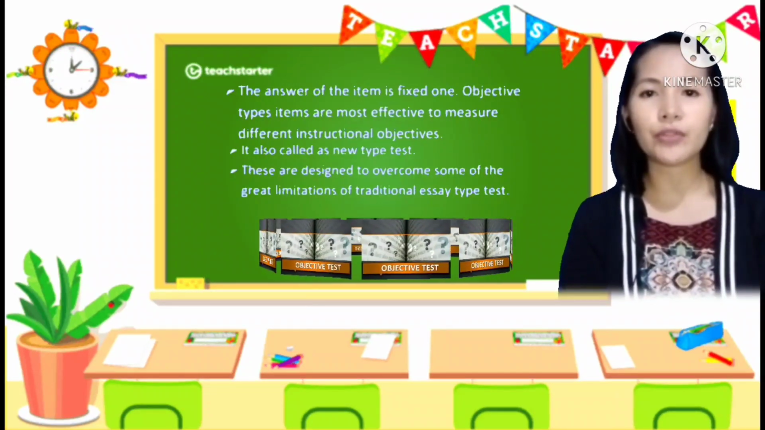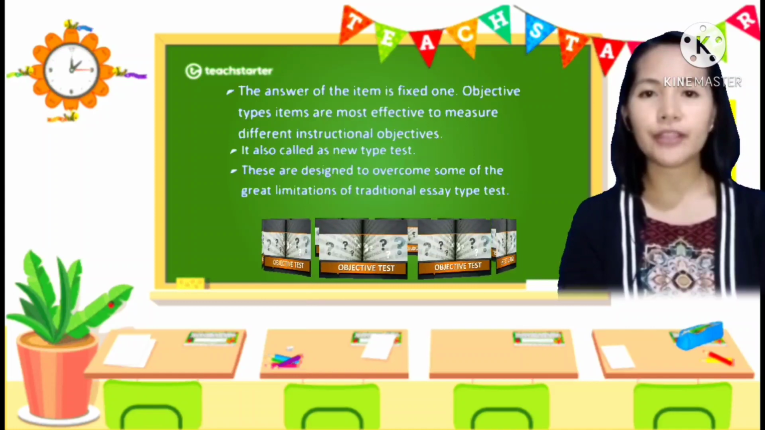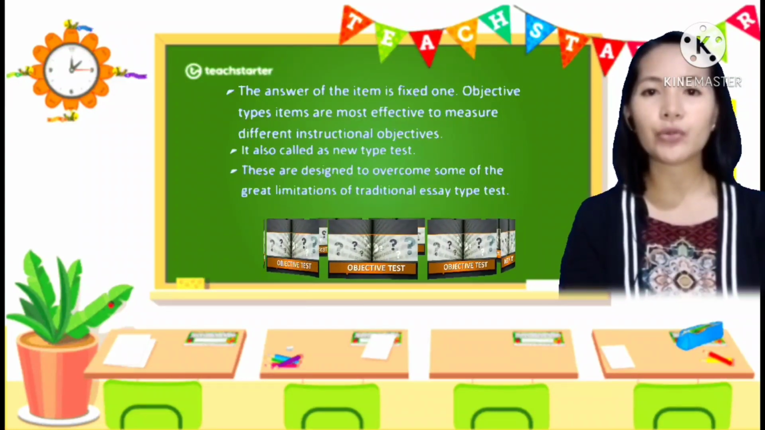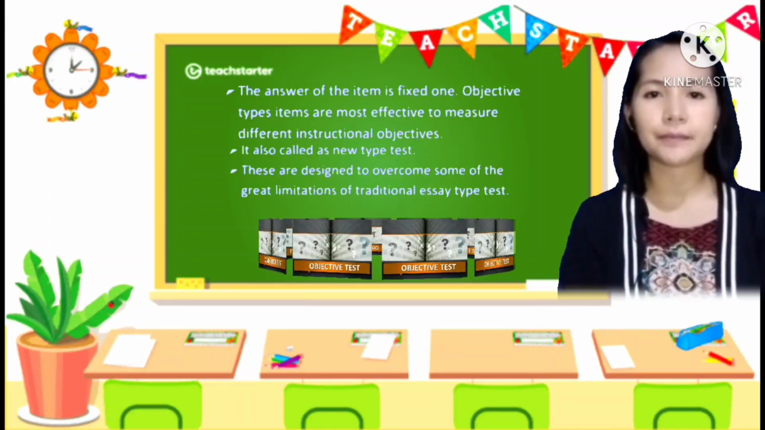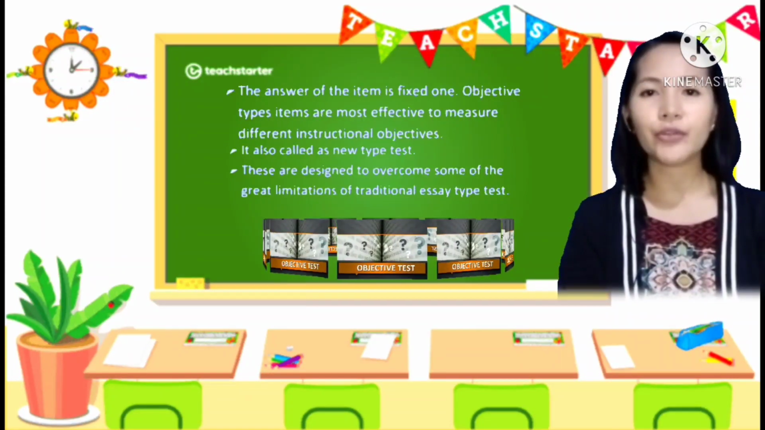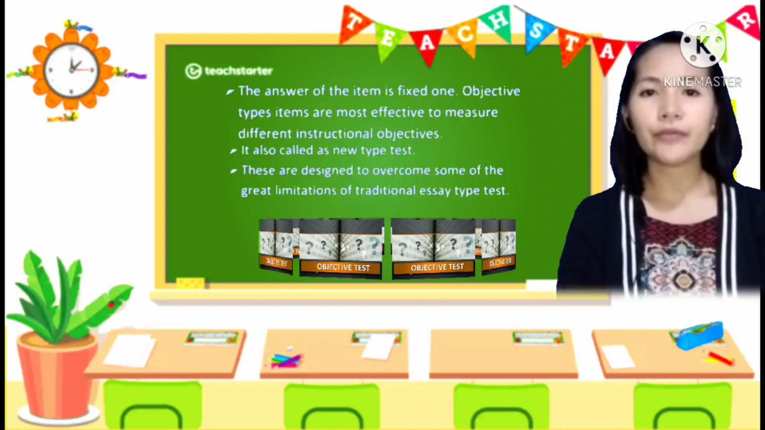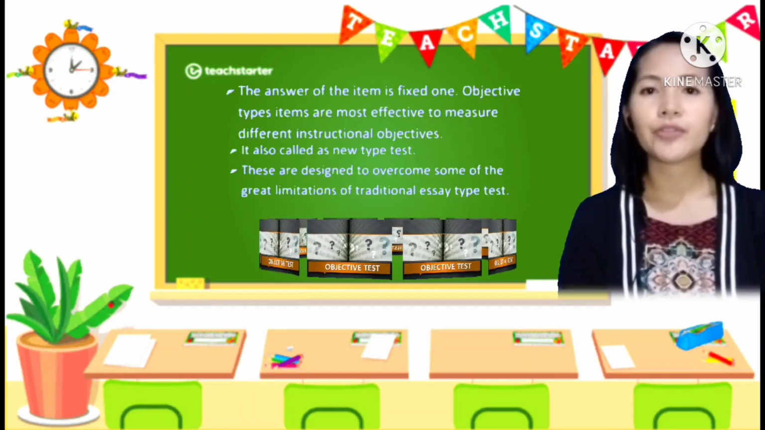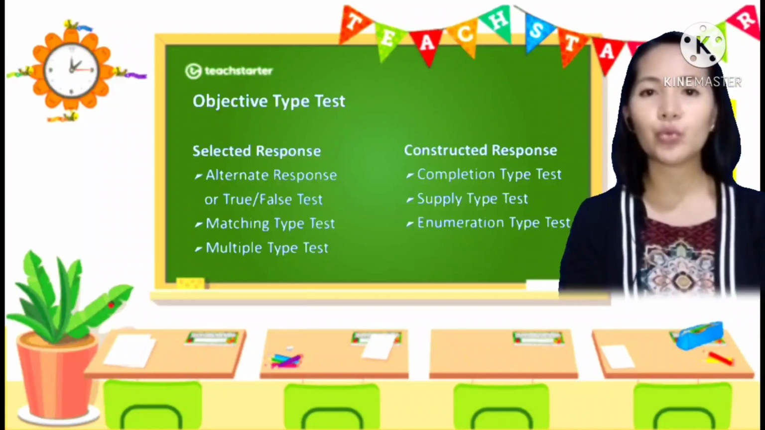Objective type items are most efficient to measure different instructional objectives. Objective type tests are also called new type tests. These are designed to overcome some of the great limitations of traditional essay type test. Objective test is divided into two, which are selected response and constructed response.